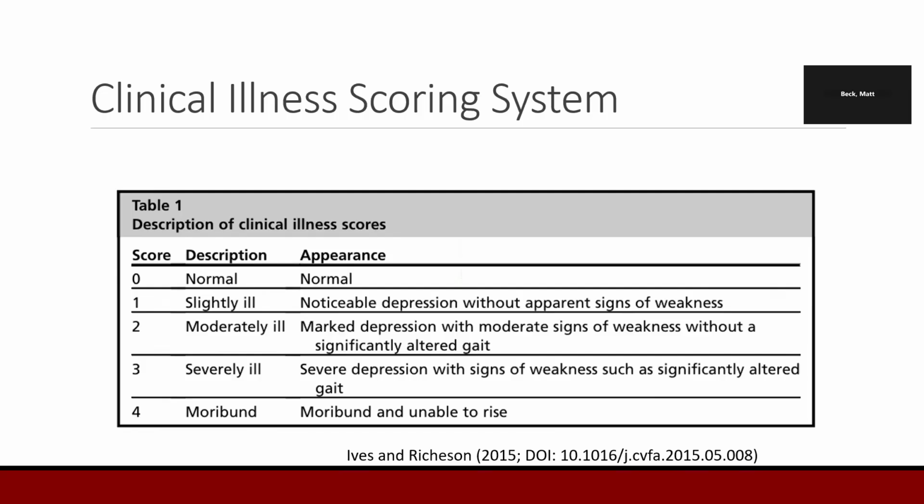Okay, 2, moderately ill, so marked depression with moderate signs of weakness without a significant altered gait. So maybe they're standing there head down, hunkered, but when you get them to move, they're kind of walking normal. Okay. 3, so severe depression, signs of weakness such as significantly altered gait. So that's where you're going to start seeing these animals display trouble walking. Okay. And 4, moribund, they're unable to rise. Okay, so they're very sick.